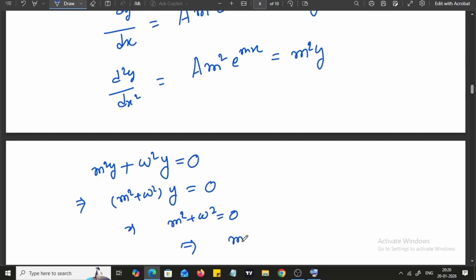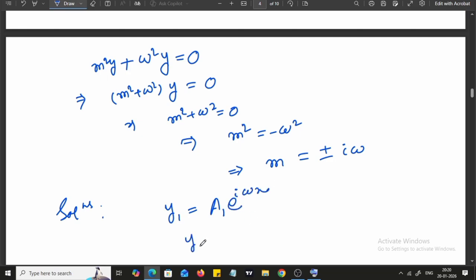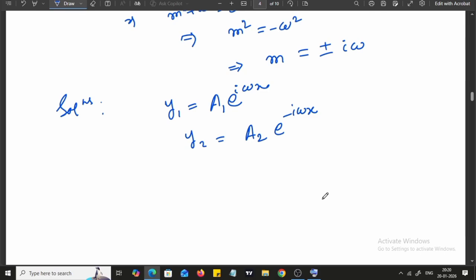So in the next step we can write m square as negative of omega square, and then we can write m equals plus minus i omega. So the solutions are y1 equals a1 e to the power i omega x, and y2 equals a2 e to the power minus i omega x, right?